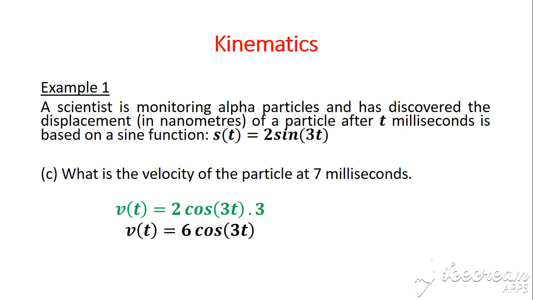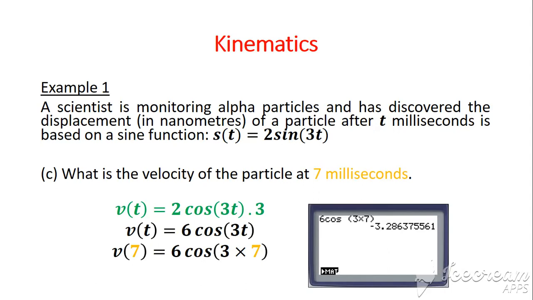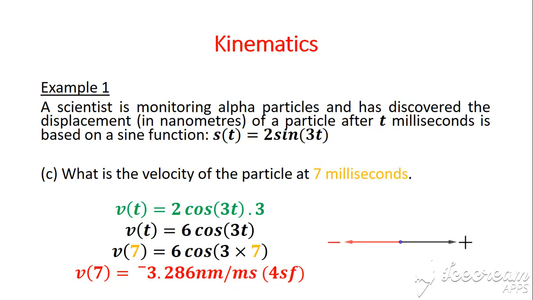Right, this simplifies down to 6 cosine bracket 3t. And we want to know the velocity at 7 milliseconds, so we substitute 7 into the velocity function to get negative 3.286 nanometers per millisecond. Now the negative, once again, means we're moving in a negative direction.